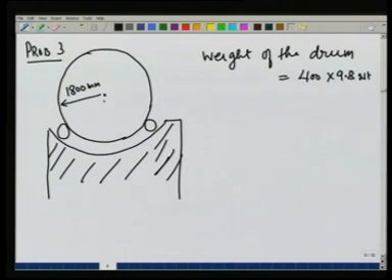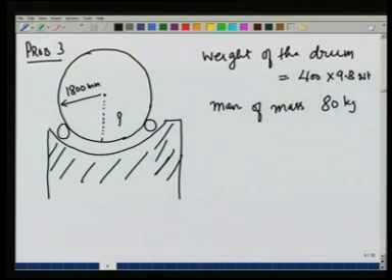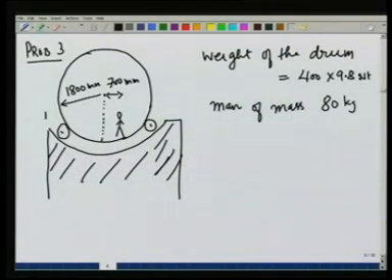A man of mass 80 kgs starts walking on the drum, and when he reaches here, which is 700 mm distance from the center, the drum starts moving, just begins to rotate on these rollers A and B.